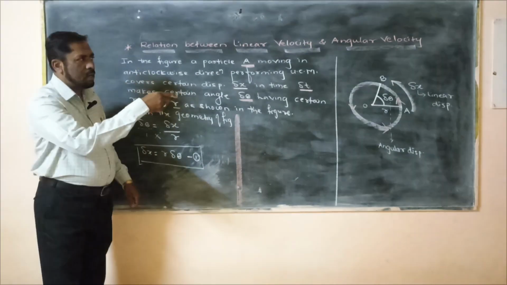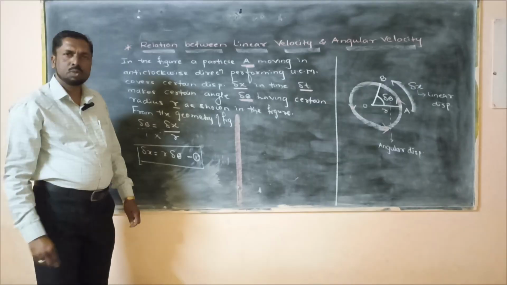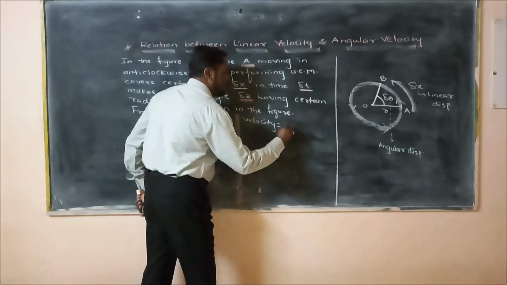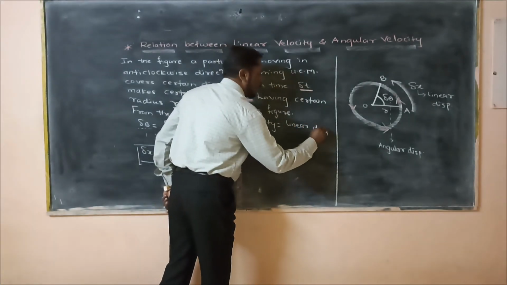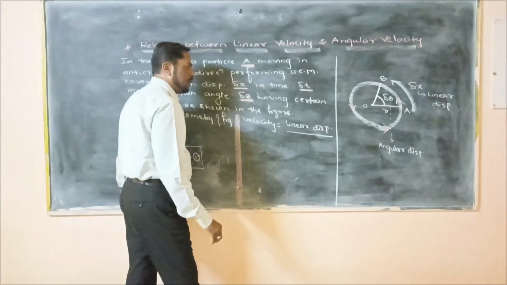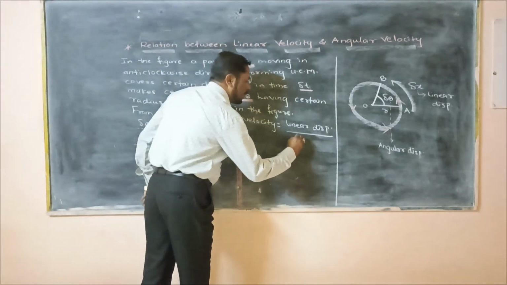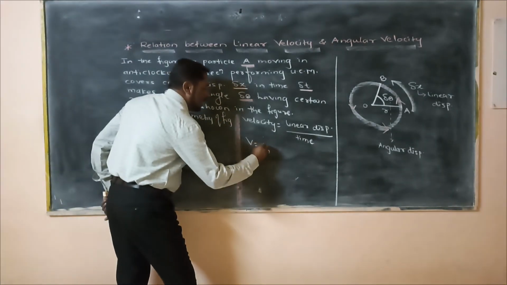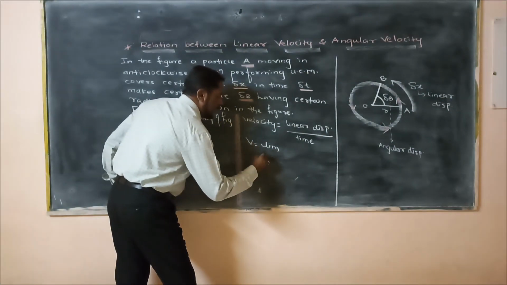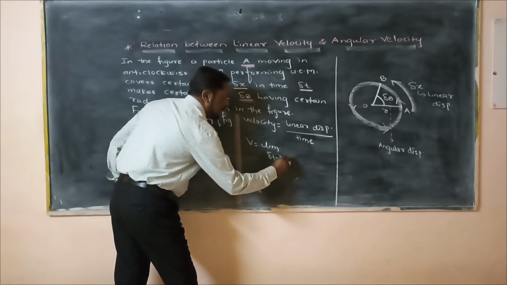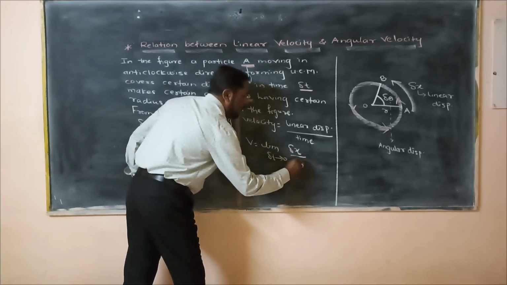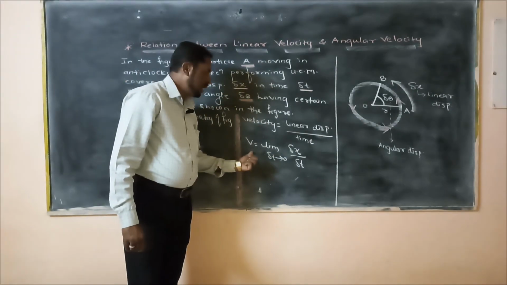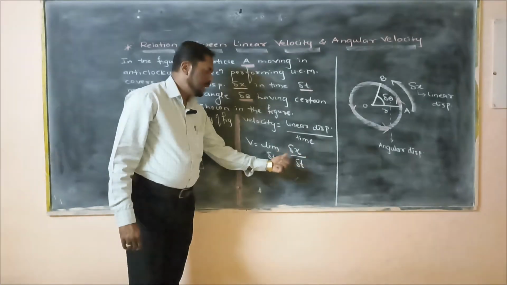We know that particle A is performing uniform circular motion. It means it has a certain velocity, and velocity is nothing but the ratio of linear displacement with respect to time. Mathematically, it can be written as velocity v is equal to limit delta t tends to 0, delta x upon delta t.